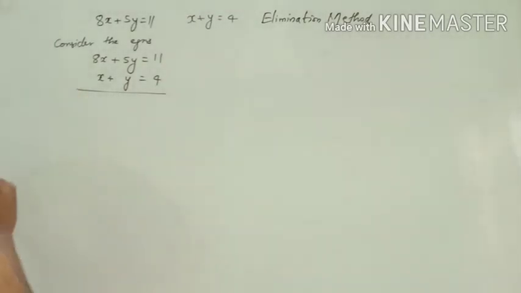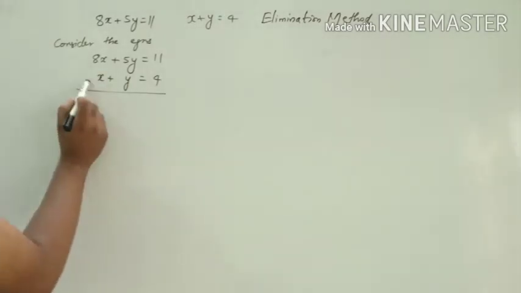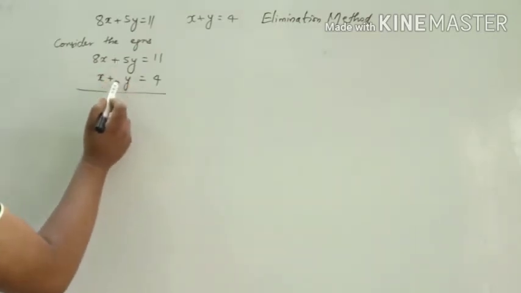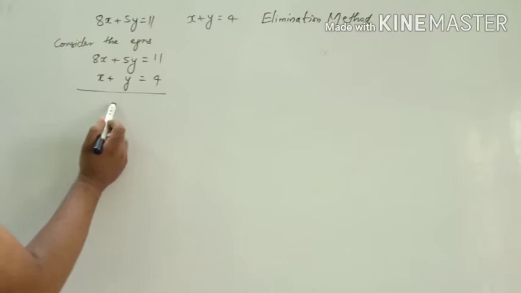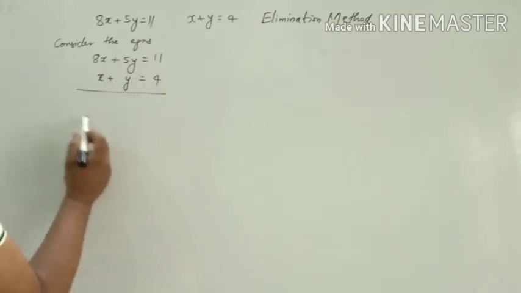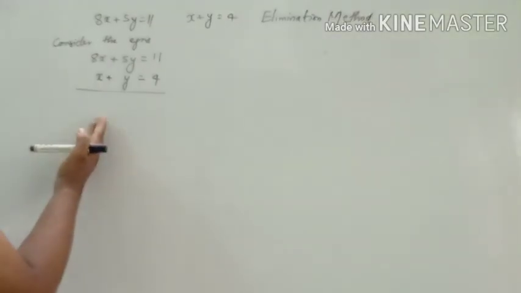I'm going to eliminate. Now I'm going to add. So this is plus, this is plus. 8x plus 1x is 9x. 5y plus 1y is 6y. That is equal to 11 plus 4. What happens here? The variables are not getting eliminated, isn't it? They are not getting eliminated.